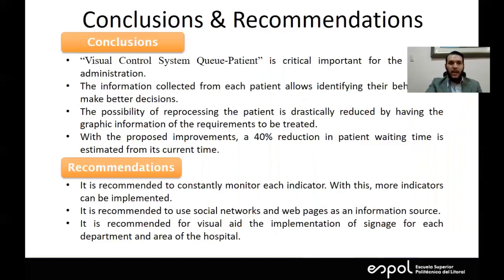So in conclusion, the visual control system for patients is critically important for the administration of the hospital. The information collected from each patient allows us to identify their behavior and to make better decisions. With the proposed improvements, a 40% reduction in patient waiting time is estimated compared to the current time, and the recommendation is to constantly monitor each indicator. With this, more indicators could be implemented and social networks used as an information source, and we recommend as visual aid the implementation of signage for each department and area. So thank you very much for your support.